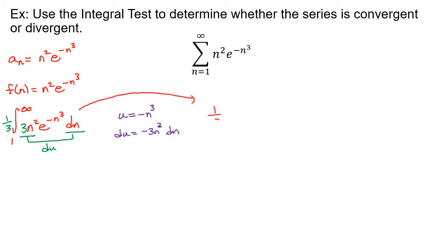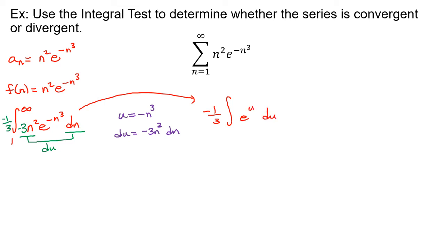And so I'll have a 1/3 times the integral of e. Oh, sorry, I left the negative off, didn't I? du is negative 3n squared, so I have to put a negative on there. Hopefully that won't be too bad of an issue. And then I'll have e to the u du.